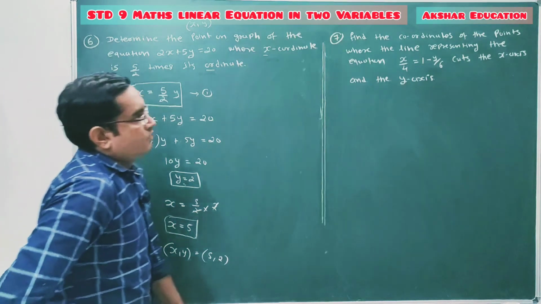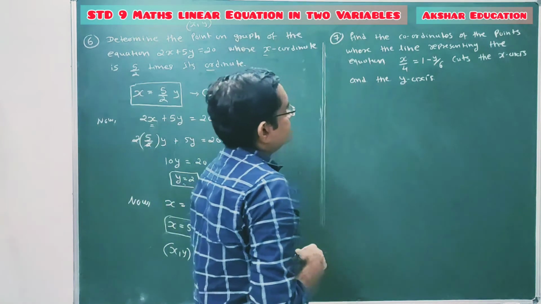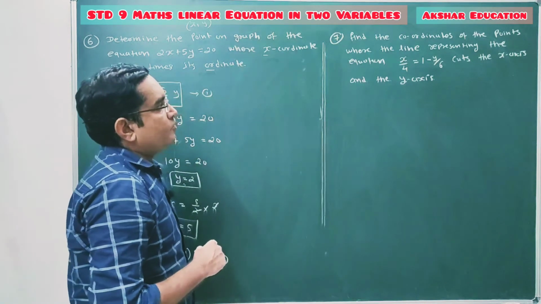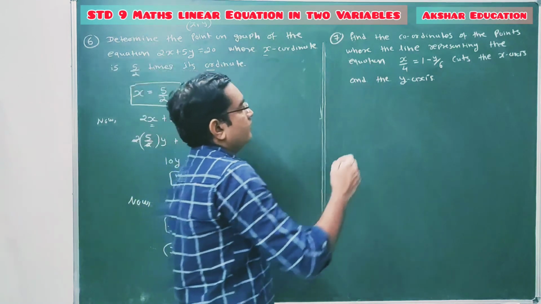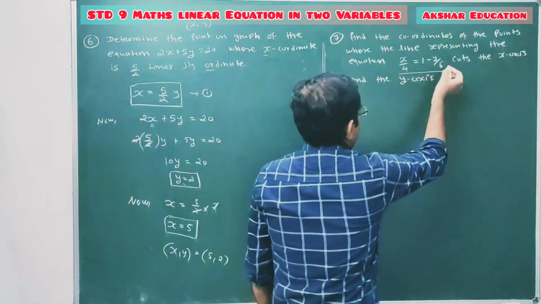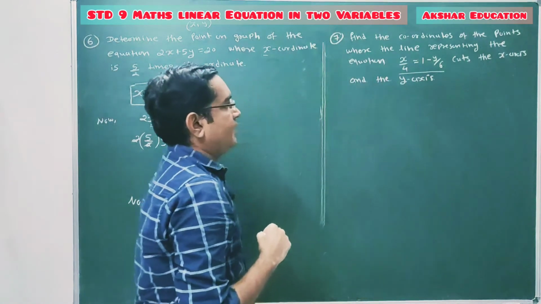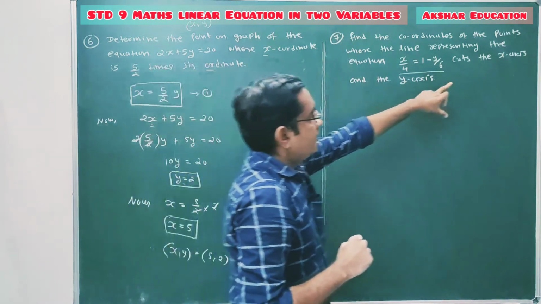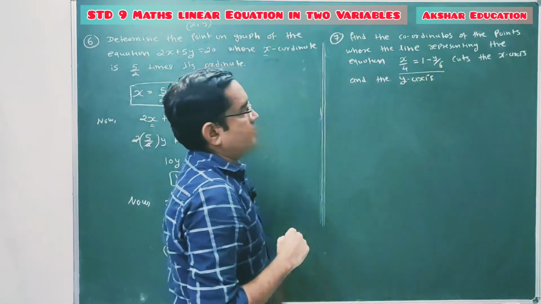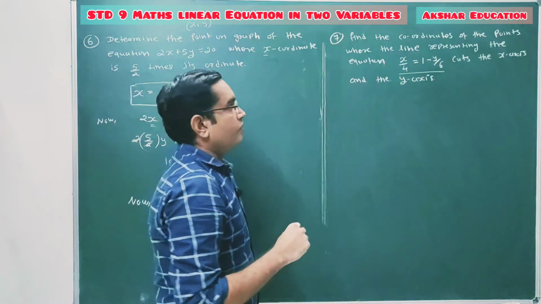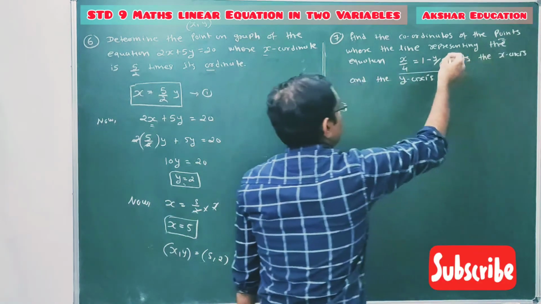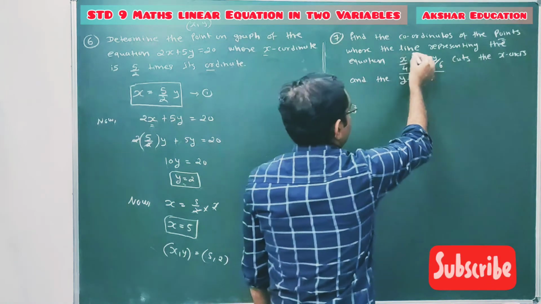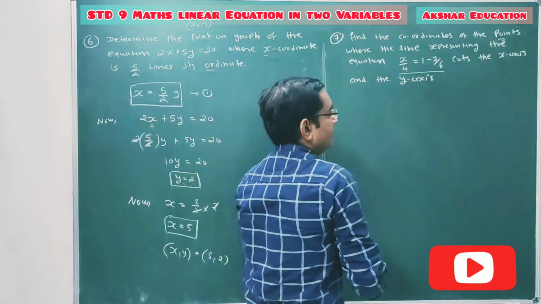Now question number 7. Find the coordinates of the point where the line representing the equation, this is one linear equation in two variables, so the graph is a straight line. That graph cuts the x-axis and the y-axis. You have to find the coordinates of the points. You have to find the 2 points, that means the 2 points at which the graph of this given equation cuts the x-axis and the y-axis.